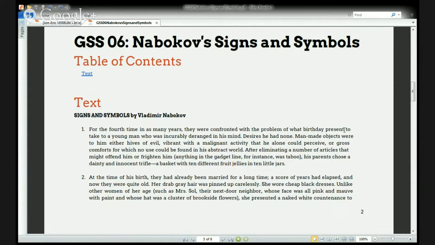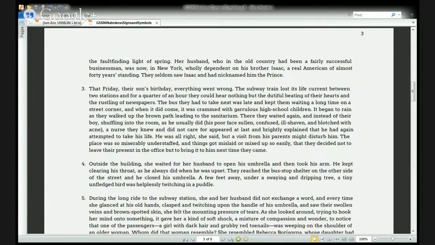Her husband, who in the old country had been a fairly successful businessman, was now in New York, wholly dependent on his brother Isaac, a real American of almost 40 years standing. They seldom saw Isaac and had nicknamed him the Prince.